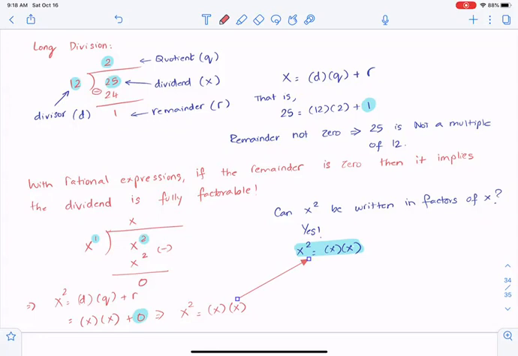So one of the important reasons that we do long division is to get factors of the function, if at all possible. We always will get factors of the function, but if it's not fully factorable, we will have a remainder.